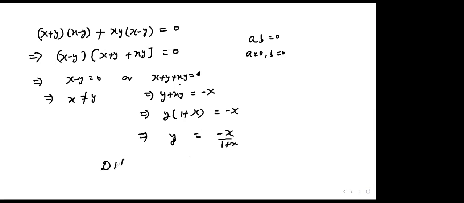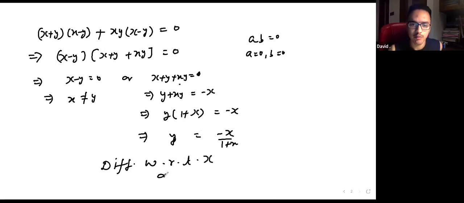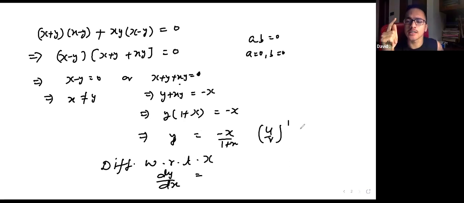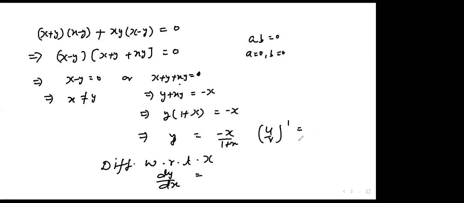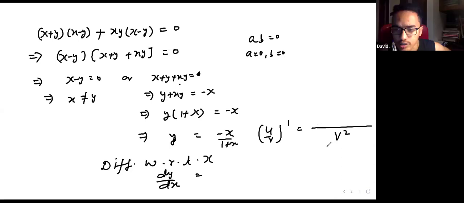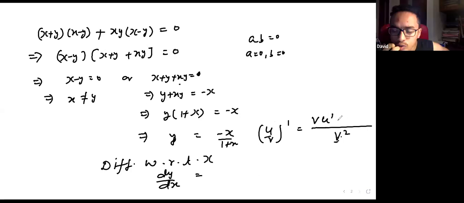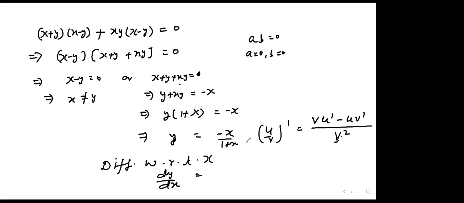So differentiating with respect to x. So dy over dx equals to, do you know the quotient rule? Yes, I remember it. U differentiation V minus V differentiation U. No, I give you the tip of how I remember. I take V square first in the denominator. And then I take V over here, and I differentiate U, means U dash V minus U V dash. Okay.